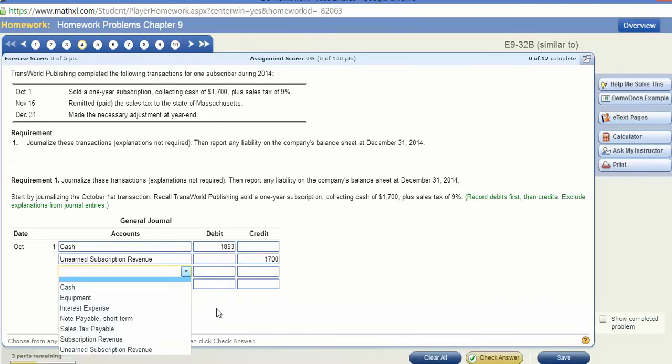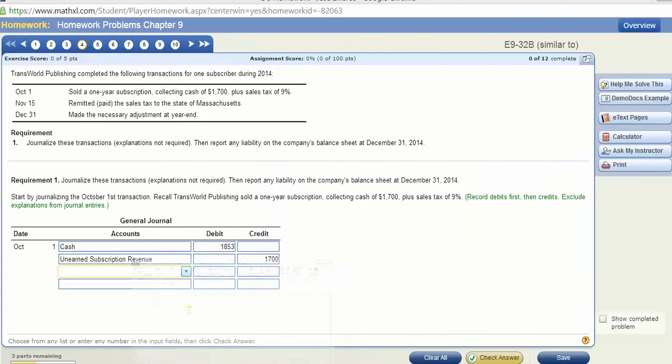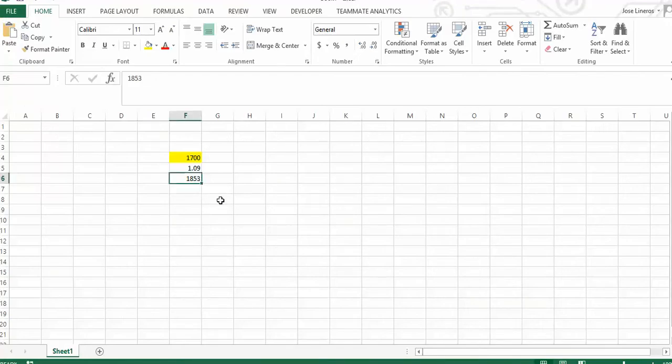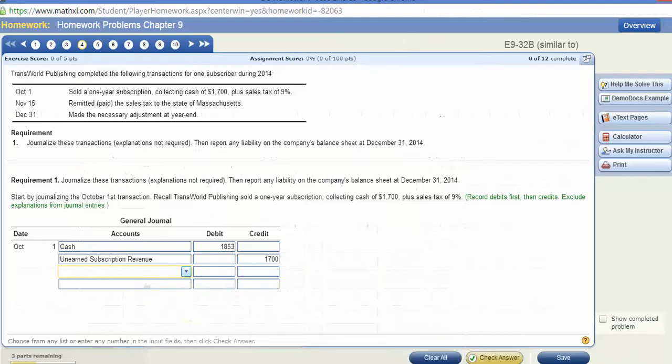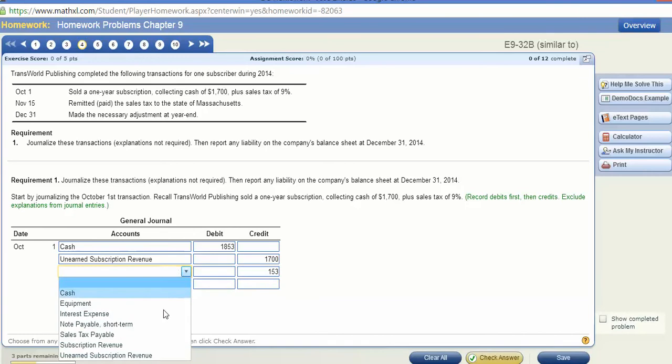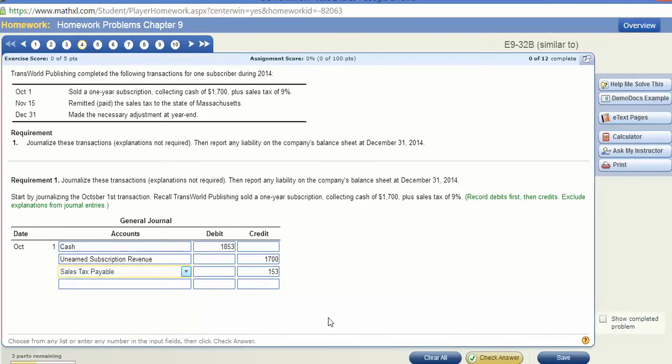Then your difference here is this amount that you collected, the difference between 1853 and 1,700. Another way to express it is 1,700 times 9%. 1,700 times 9% is 153. That's how you get from 1,700 plus 153 is 1853. So this doesn't really belong to you. This 153 doesn't belong to you. And you owe this to the state. Sales tax payable. And that's who you pay sales tax to.